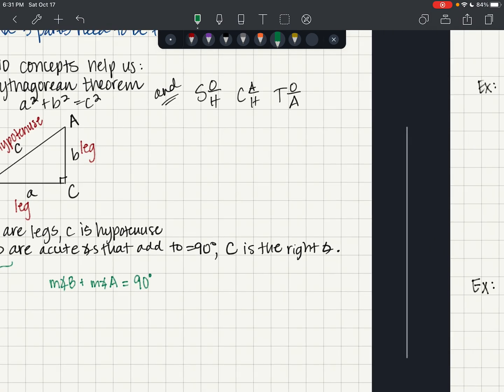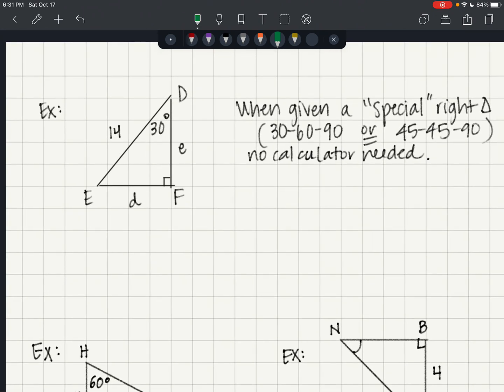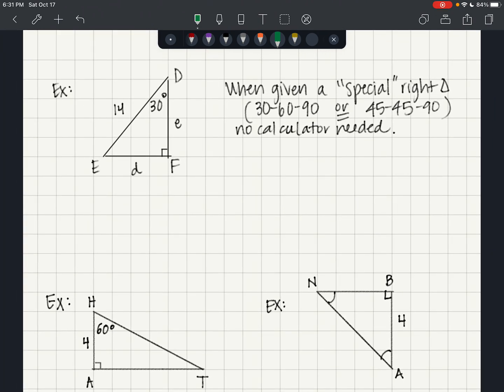Let's take a look at solving a triangle. When we're given special right triangle information, we don't need a calculator. So for instance, if we find that we have a 30, 60, 90 or a 45, 45, 90, we will not need to use a calculator. And we can tell that we have a 30, 60, 90 or a 45, 45, 90 by the information that's given. For instance, in this problem, we're given the 30-degree angle.